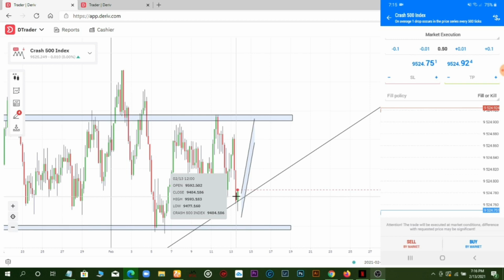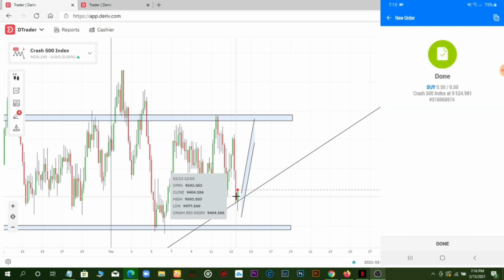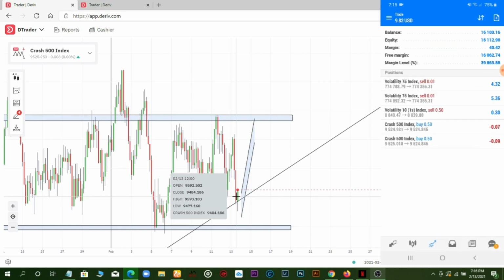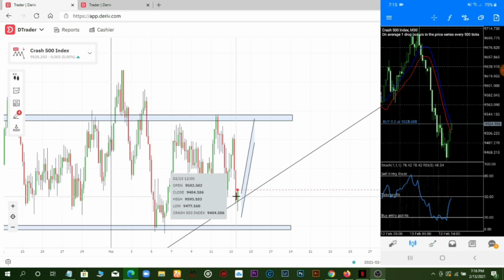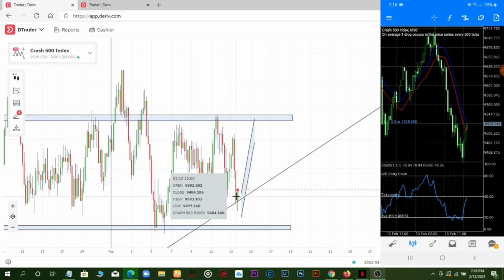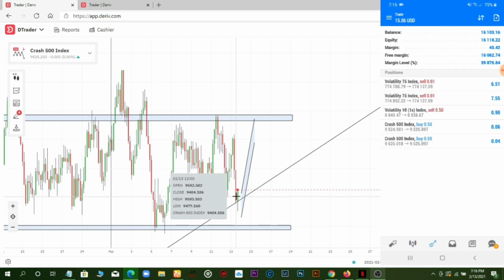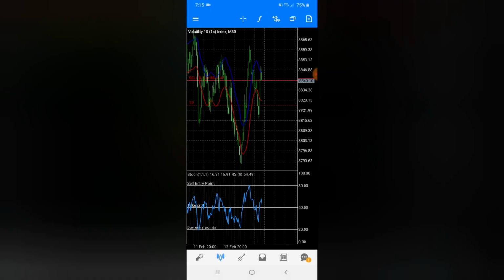So we're going to buy the market again. We bought over there, we bought the Crash 500 index. Regardless of what the strategy is saying, we just want to trade the price action alone and see what the market is doing. Mind you, the volatility 75 index and the 1s are still running over there in profits. All right, so now we just added the Crash 500 index, and after a while, what do we get? The market has sold a little, a little in profit.